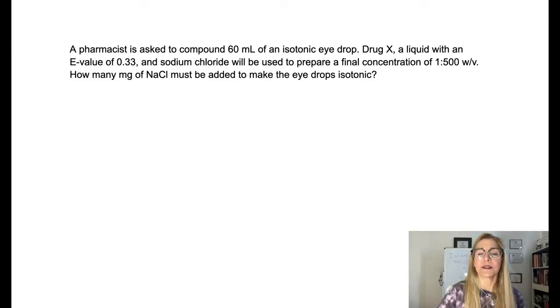All we need to do is figure out a plan. And I have a little formula for you that is going to make your life so much more simple. But let's talk through this first. Okay, the question is asking how many milligrams, I hope you all can see the question that I have here. Okay, good, you can. How many milligrams of NaCl must be added to make the eye drops isotonic?